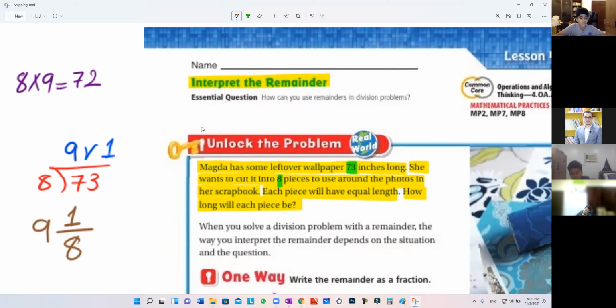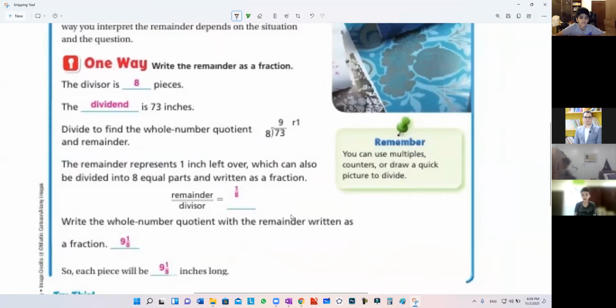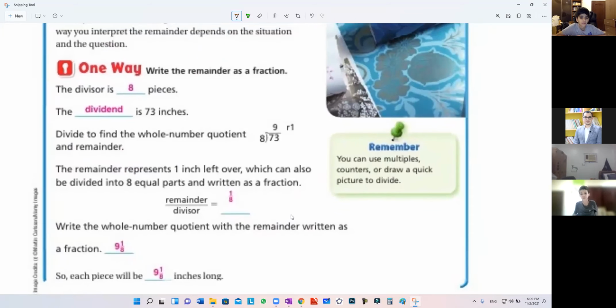And so we can say each piece will be 9 and 1/8 inches long. Let's write this here. Thank you, Mustaba. Thank you for helping.